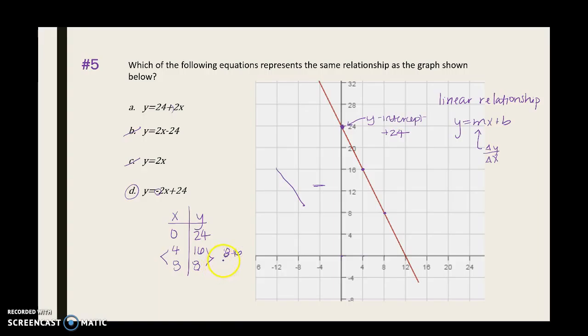16 over 8 minus 4. So 8 minus 16. So I'm going to add a negative. So I have negative 8 over 8 minus 4 is 4. 8 divided by 4 is 2. And it's going to be a negative because a negative divided by a positive is a negative. So I should have Y equals negative 2X plus 24. And that's what I found with D.